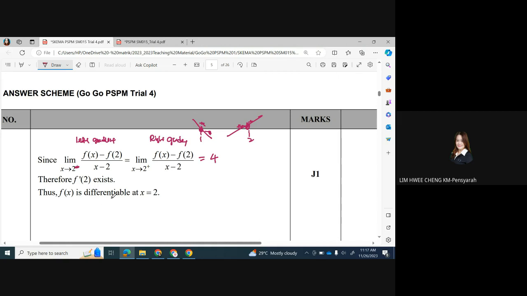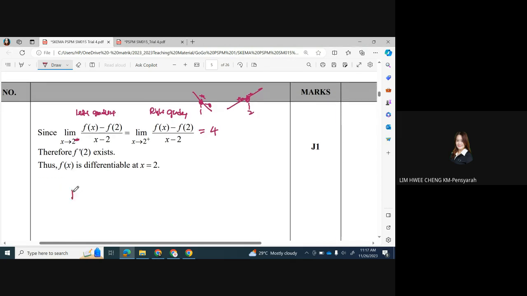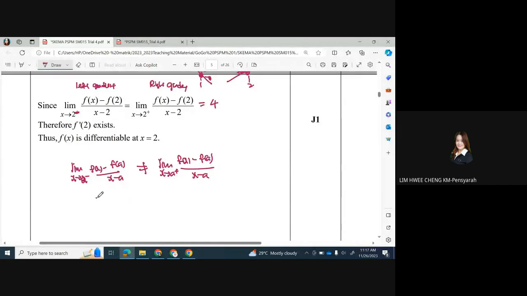So dia adalah differentiable. Okay, so take note ni kelas, kalau you terjumpa dalam exam nanti pada PSPM 1, okay, kalau you jumpa left limit fx minus fa over x minus a tidak sama dengan right limit fx minus fa over x minus a, kalau dia tidak sama, so therefore your f prime a does not exist, so dia tak wujud, maka fx is not differentiable. Okay, kalau dia tak sama. Kalau dia sama, baru dia differentiable. Okay, yang ini clear?